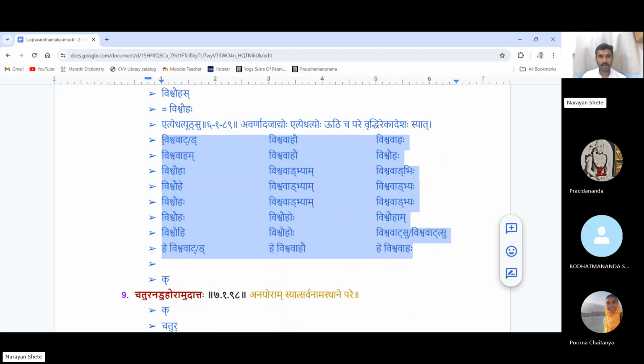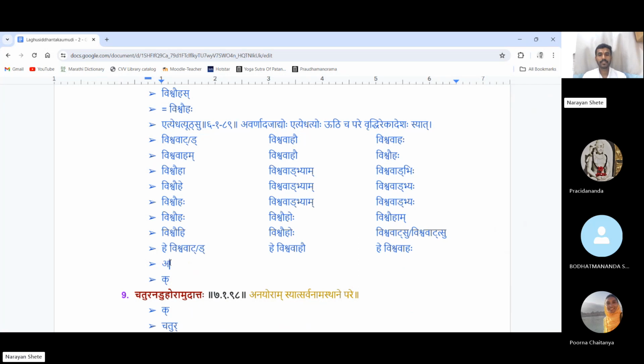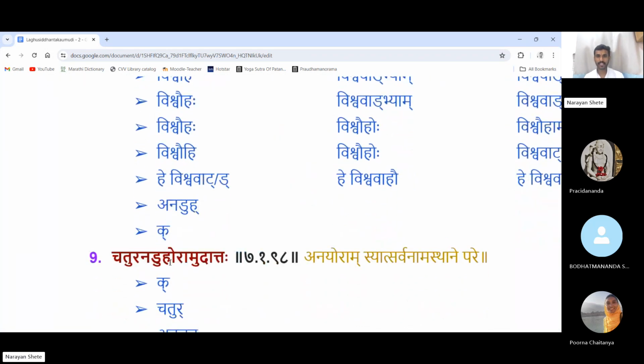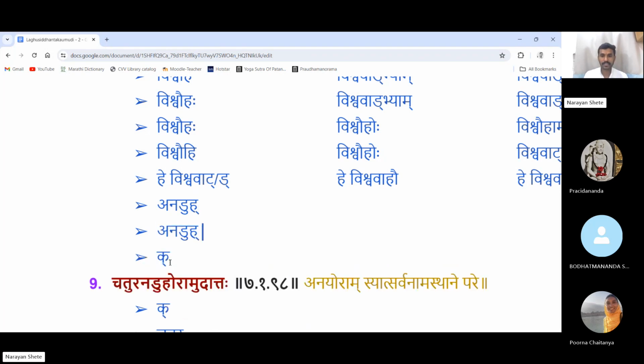Okay. Now, there is one shabda: Anaduha. Anaduha. This is the shabda, ending with Hakara. Anaduh. Now this anaduh shabda we have to decline. Anaduh is the situation in front of us. Now in this situation itself, one karya comes. That karya is told by the next sutra. Let's read the sutra.